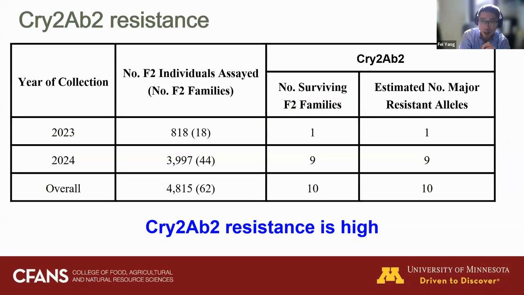However, if you look at the Cry2Ab2 Bt protein, in 2023 we tested 800, and in 2024 we tested 4,000 insects. And we found 10 populations, or 10 families, showing high resistance to Cry2Ab2. That means the Cry2Ab2 resistance is significantly high in the field.